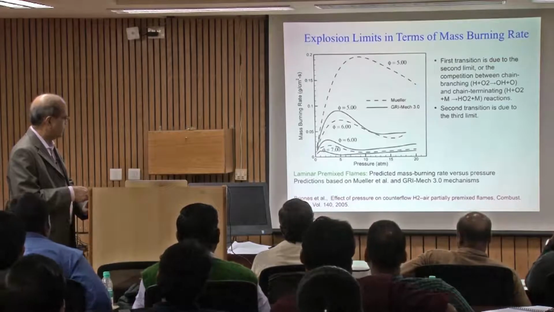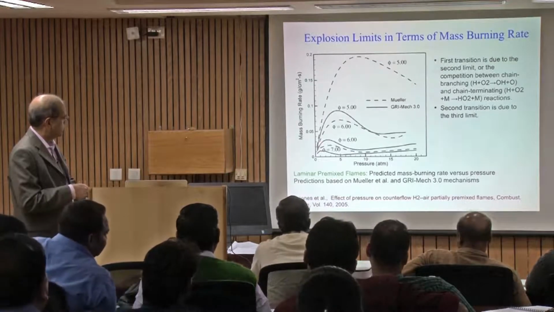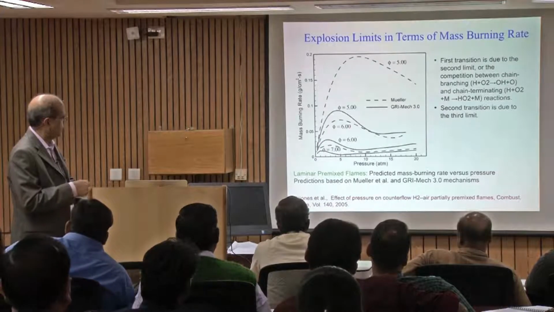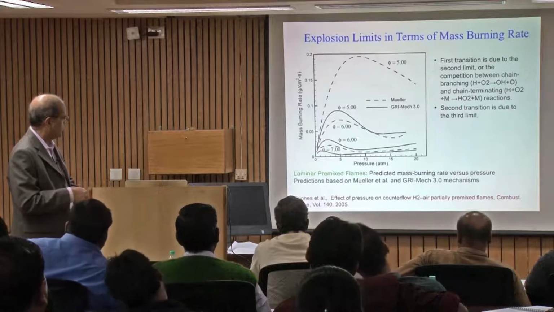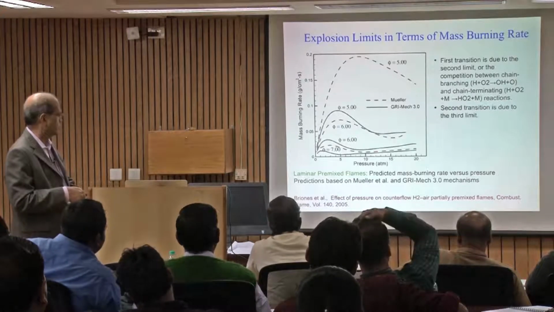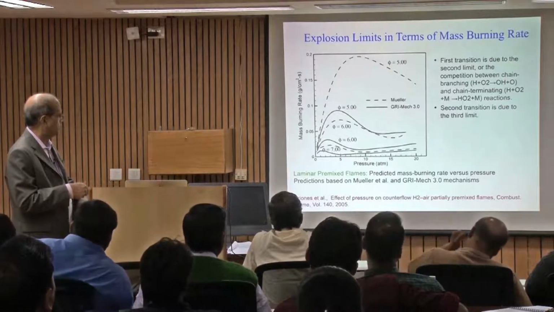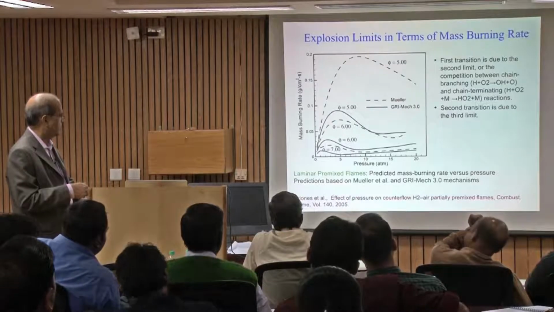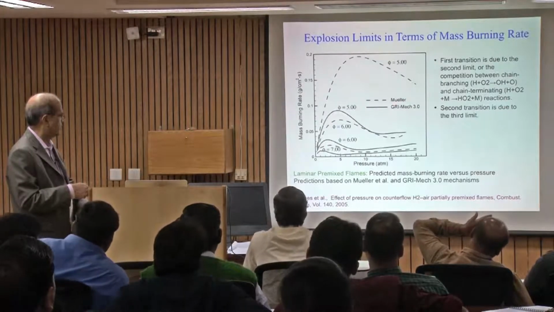So if you plot that versus temperature, there is also the effect of phi, but look at one particular value of phi. First of all, it's highly dependent on what mechanism you use. We use two different mechanisms here. This one is from Princeton, Mueller and Dreyer.